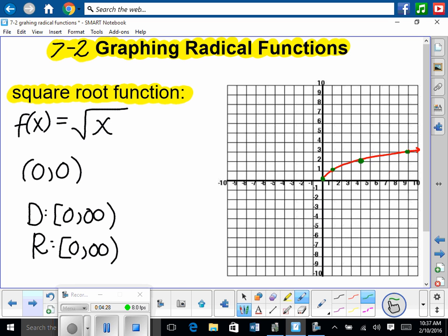Now look, what's your function at 0? 0. What's your function at 1? 1. What's your function at 4? 2. What's your function at 9? So, anyways, just different ways of looking at it.